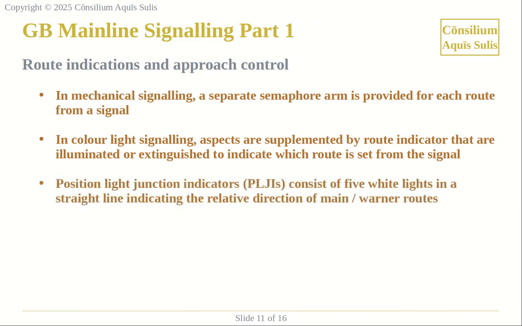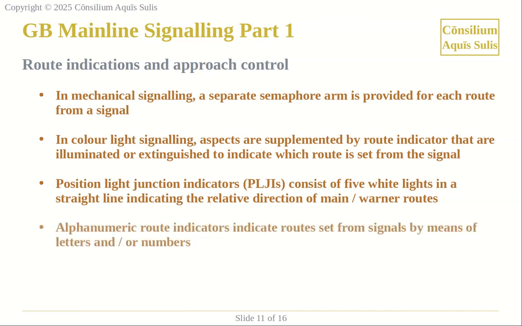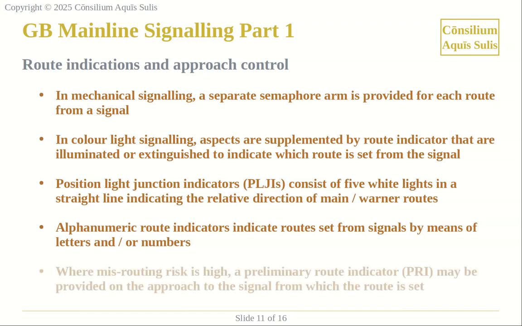Position light junction indicators, PLJIs, consist of 5 white lights in a straight line indicating the relative direction of main and Warner routes, and are typically visible from a long distance, but rather limited in the number of routes they can indicate. By contrast, alphanumeric route indicators can only be seen at a shorter distance, but because they can display any combination of letters and numbers, can be used for a much larger number of routes from the signal.